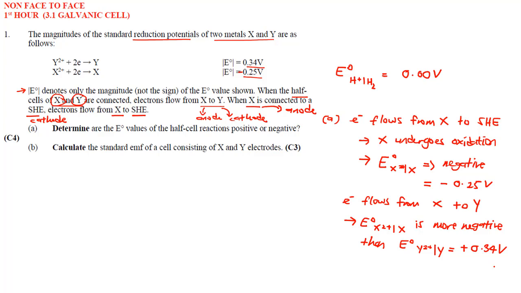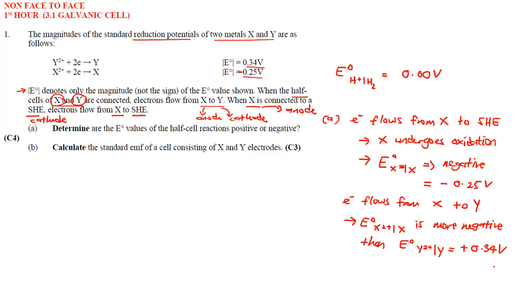Sebab bila Y you tukar jadi negatif, dia pula yang akan prefer oxidation. Tak boleh lah, sebab soalan dah bagi tahu elektron tu flow daripada X ke Y. Maksudnya X mesti lebih negatif daripada Y. So make sure you are clear with the sign tu, positif negatif tu, dalam menentukan siapa anode dan siapa cathode. Siapa yang akan melalui oxidation, siapa yang akan melalui reduction.